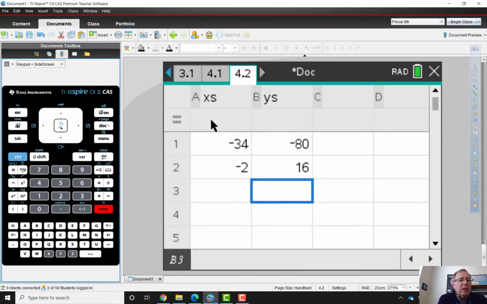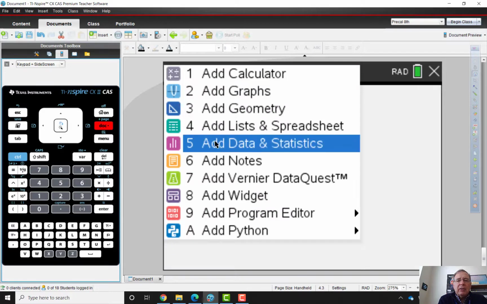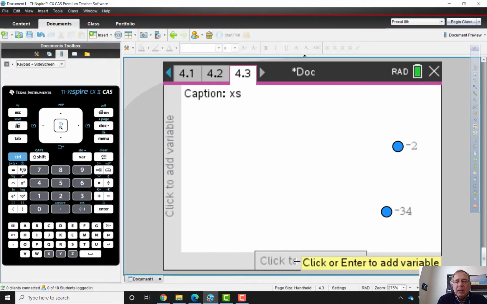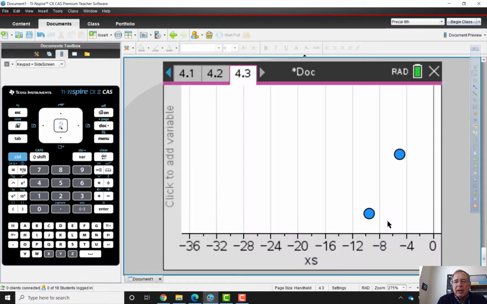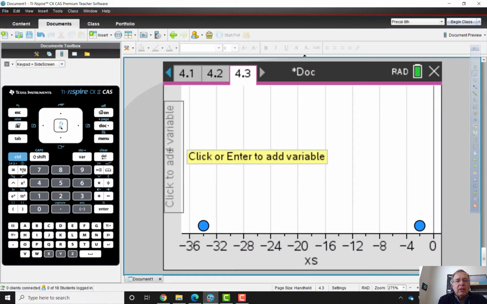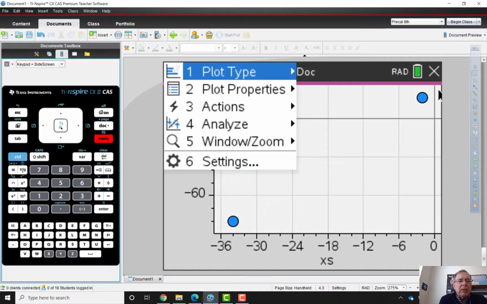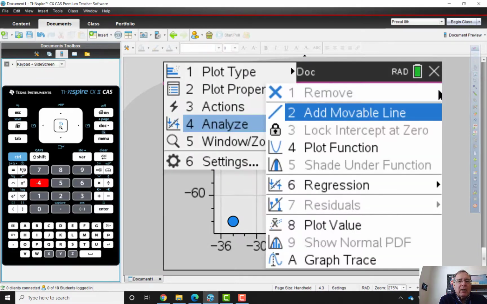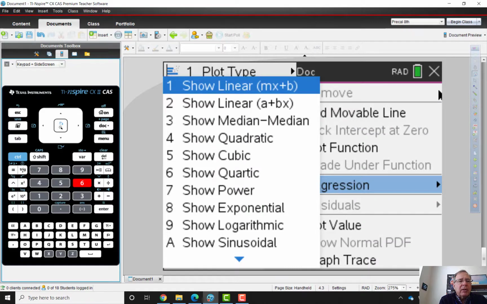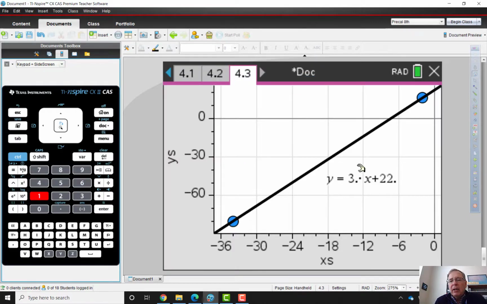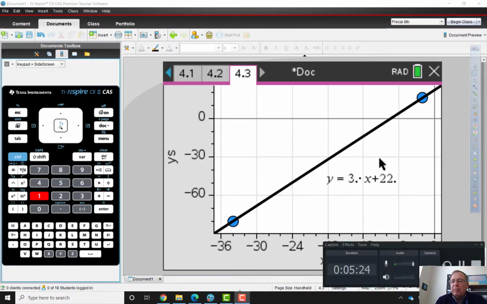And then I'm going to add a data and statistics page. Click to add variable. I want the x's to be on the horizontal axis and the y's to be on the vertical. And I do have a positive slope there, so I'm going to go Menu, Analyze. I want regression and show linear regression. And I've verified that I do have a slope of 3 there. So that concludes this problem.